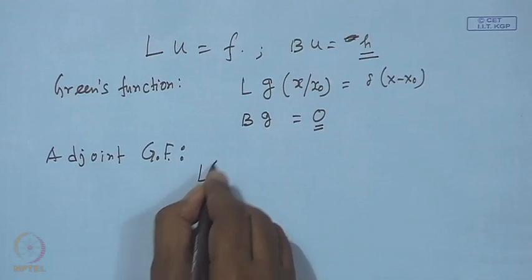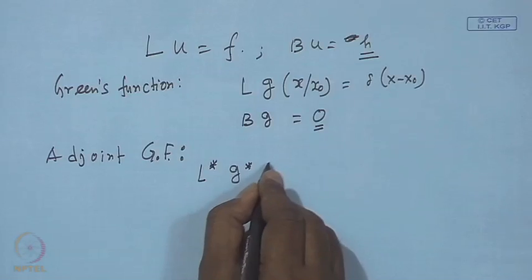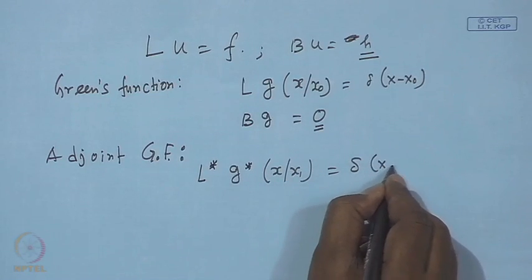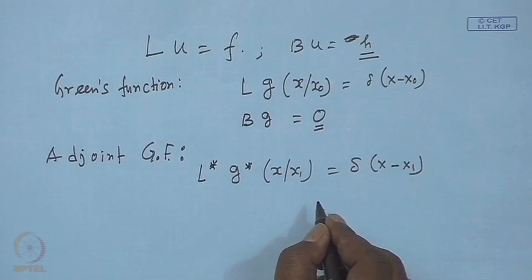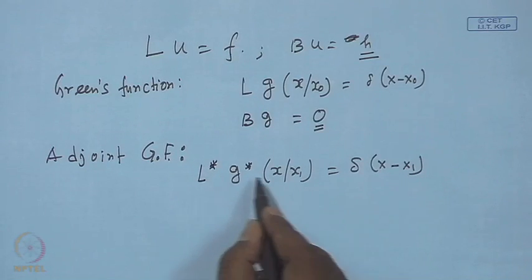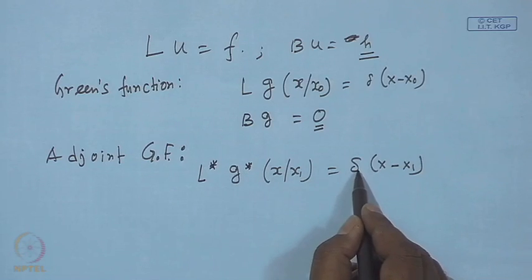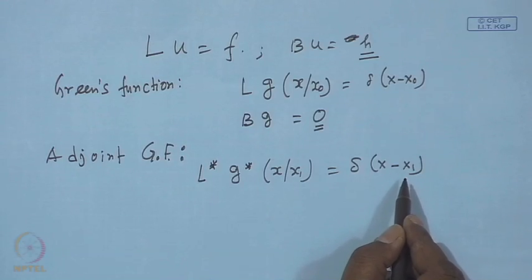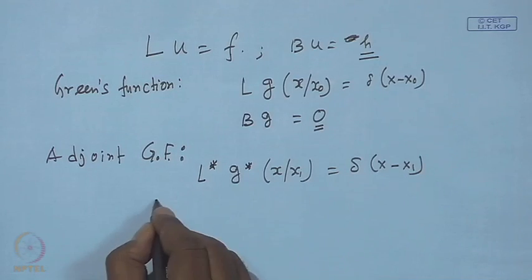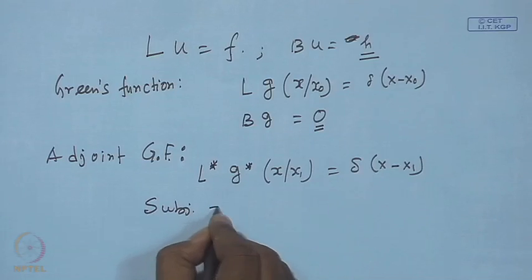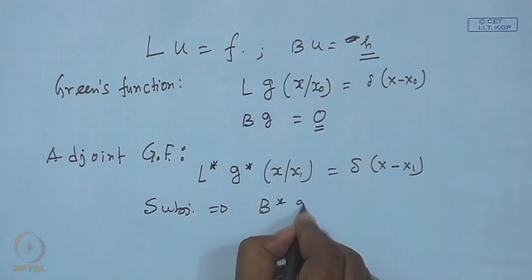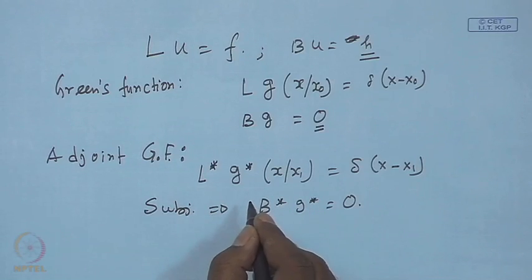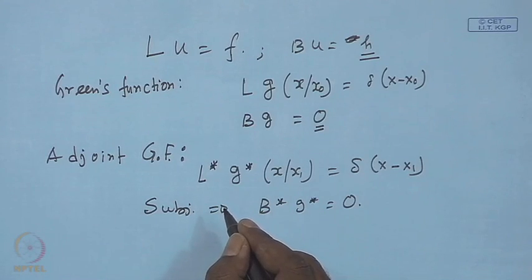This will be nothing but L star g star(x/x1) equal to delta(x minus x1). So, in this case we find out the adjoint operator, we find out the adjoint Green's function, where delta(x minus x1) is the location where we are putting the unit source in case of adjoint Green's function, and of course, we put the boundary condition of g star also homogeneous.